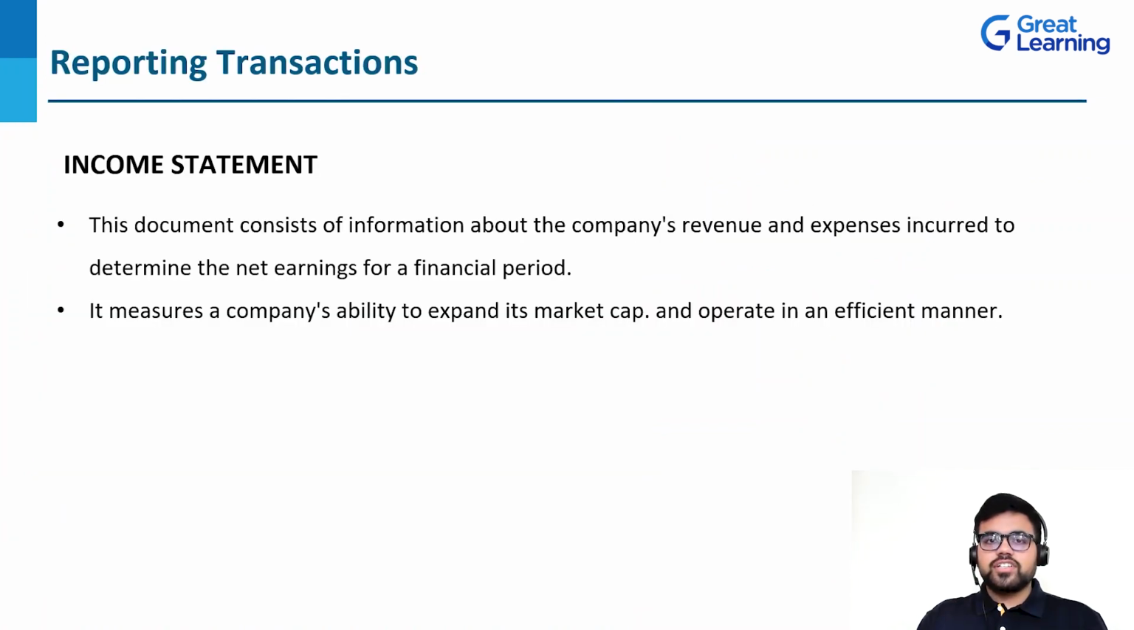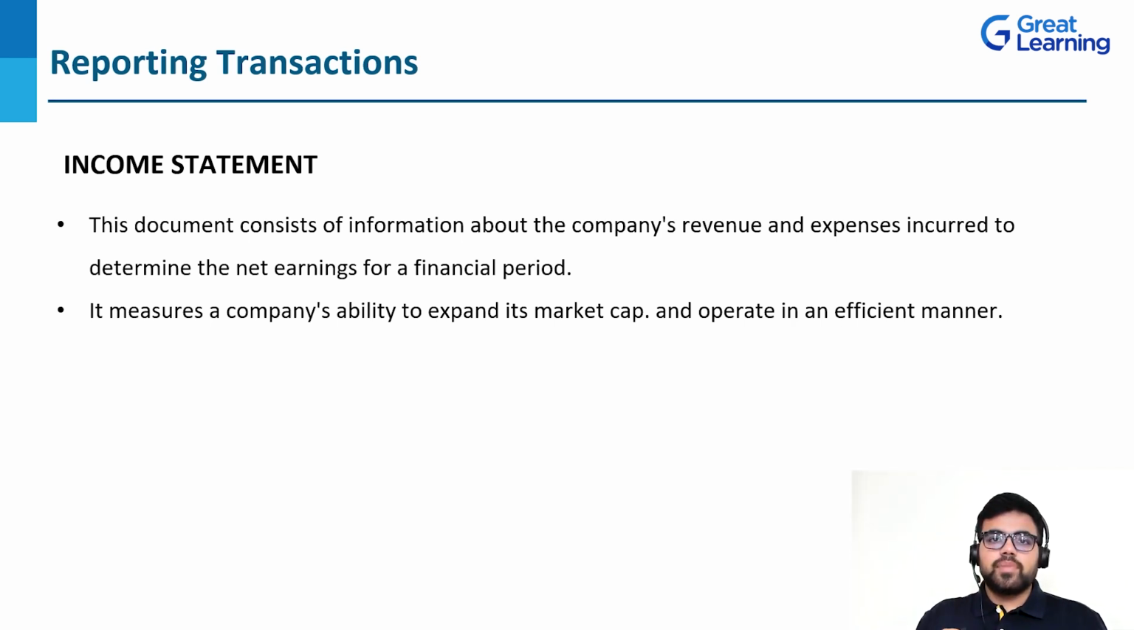So the second financial statement that we will discuss is called the income statement. Now this statement tells us about the company's revenue, expenses, and also the tax incurred by the company by the end of a financial quarter or end of the financial year. In a nutshell, this statement provides us information about the profitability of the company.